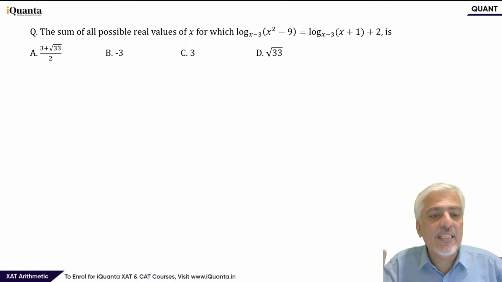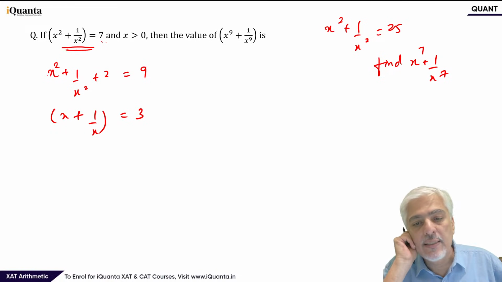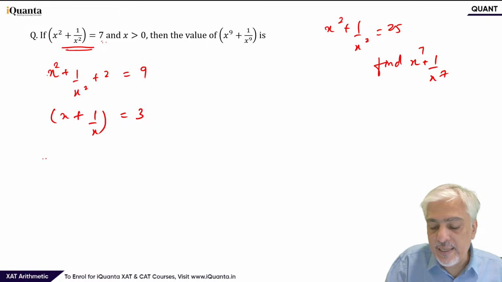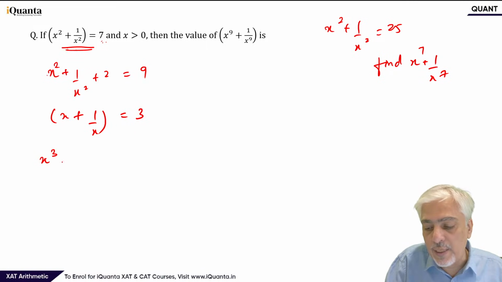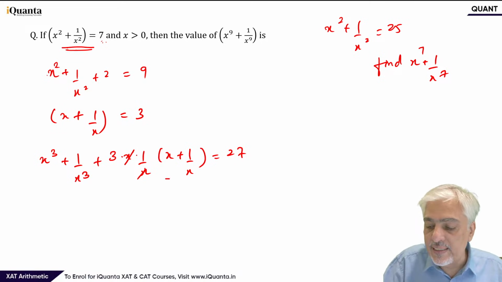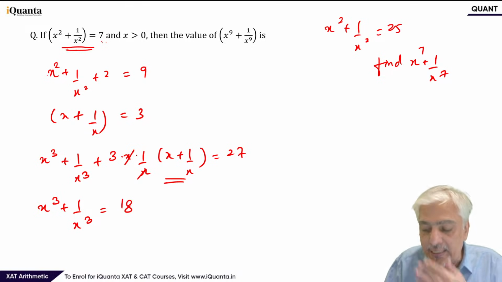So, x plus 1 upon x is 3. Now, what do you want to find? You will first find the cube and then the cube of the cube. So, let's find the cube. What will you get? (a plus b) the whole cube is a cube plus b cube plus 3ab into (a plus b). 3 cubed is 27. This cuts out. This answer is 3. So 27 minus 9. x cube plus 1 upon x cube is 27 minus 9, which is 18.